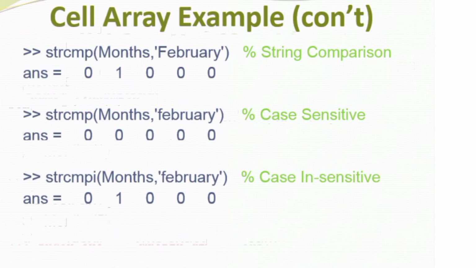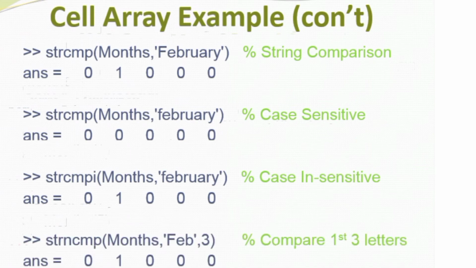And finally, the other version of this is strncmp, and I can use a third argument in that function, and I can say, okay, only compare the first 3 letters of months to the string FEB.